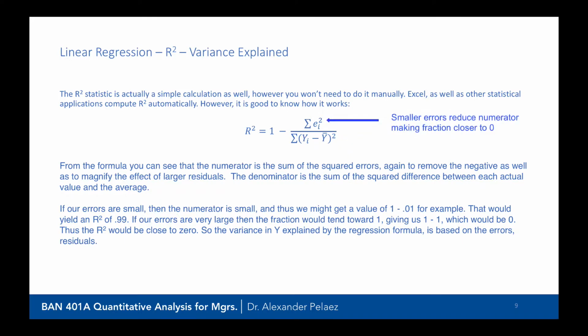If our errors are small, then the numerator itself is small. And thus, we might get a value of 1 minus 0.01, for example. That would yield an r squared of 0.99. If the errors we have are very large, then the fraction would tend towards 1, giving us 1 minus 1, which would be 0. Thus, the r squared would be close to 0, and it wouldn't have any explanation of variance. So the variance in y, explained by the regression formula, is based on the errors, or the residuals.